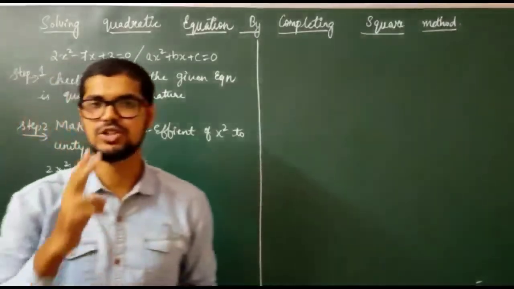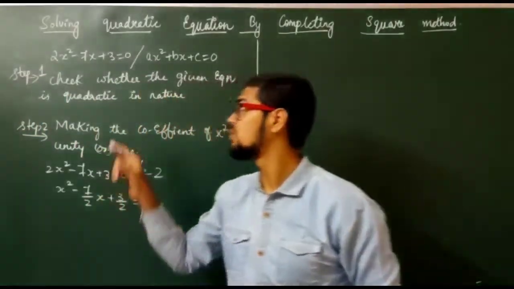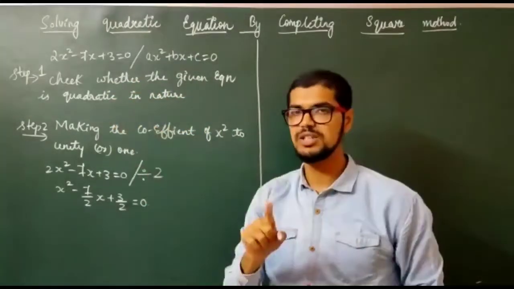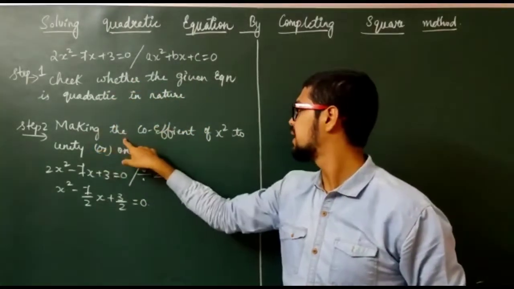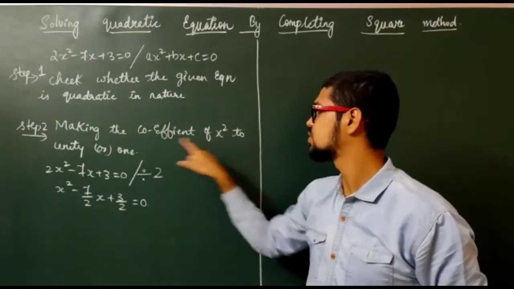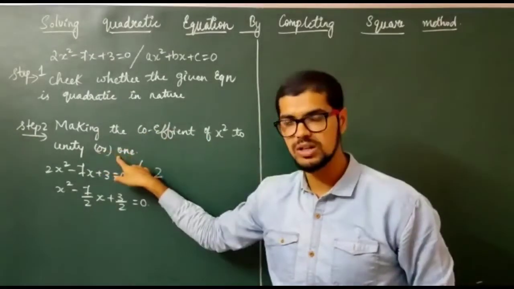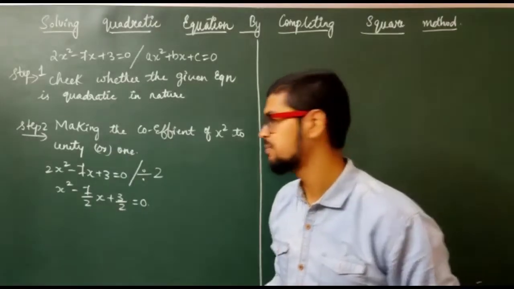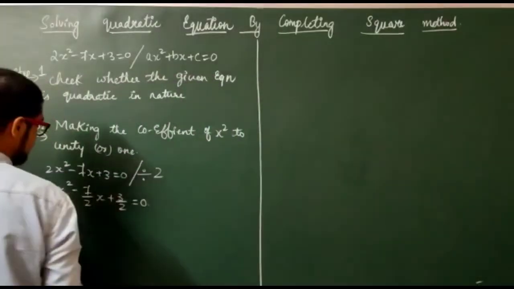Now with this we have finished 2 steps. I repeat, my first step is to check whether the given equation is quadratic in nature. Next step is making the coefficient of x square to unity, or 1. Now after completing this step, let us move on to the third step. So what is the third step here? That is step number 3.